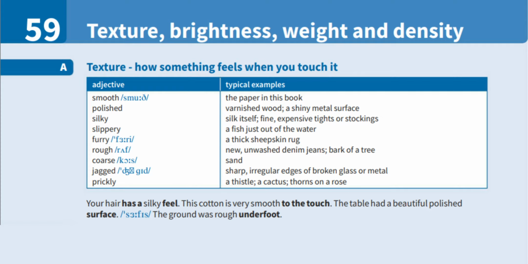Something prickly has many small, sharp points. A thistle, a cactus, and the thorns on a rose can all feel prickly. Useful expressions include: your hair has a silky feel. This cotton is very smooth to the touch. The table had a beautiful polished surface. The ground was rough underfoot.